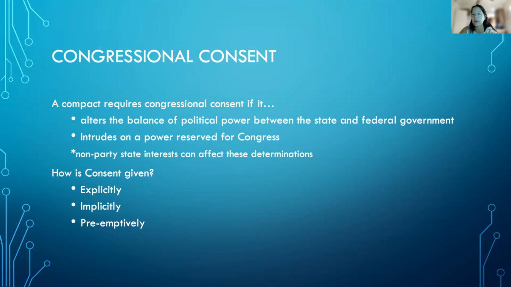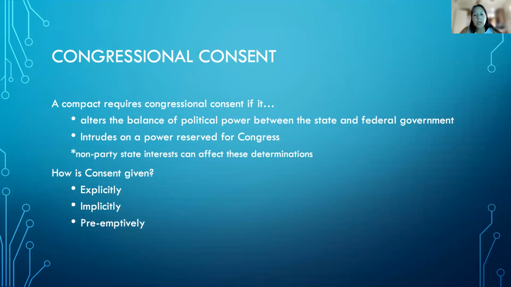So for example, let's say it's the Great Lakes region, Illinois, Michigan, Wisconsin, and these areas come together with a compact about water, but it affects Ohio. Then the question is, if Ohio says, no, this affects us, then Congress may have to give consent and evaluate whether or not Ohio's non-party status affects the nature of the compact or whether or not they should be involved in it. So the question is then, how is consent given?